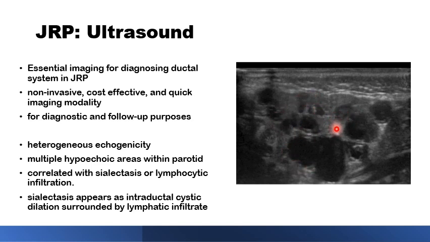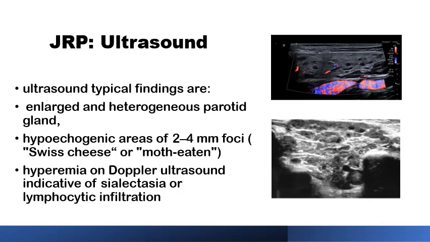these areas of lymphocytic infiltration. So these are the basic features: multiple hypoechoic areas of millimeters in diameter, surrounded by areas that resemble the periductal lymphatic infiltration. These hypoechoic areas would give the appearance of a Swiss cheese or a moth-eaten enlarged heterogeneous gland. The areas of the lymphocytic infiltration would give a hyperemic echo on the Doppler and are usually surrounding the sialectatic areas, the hypoechoic areas.